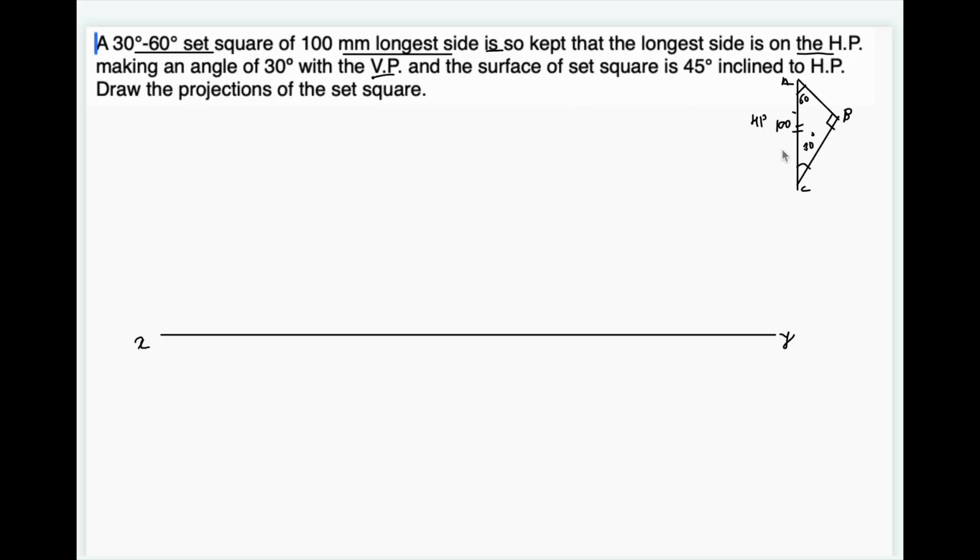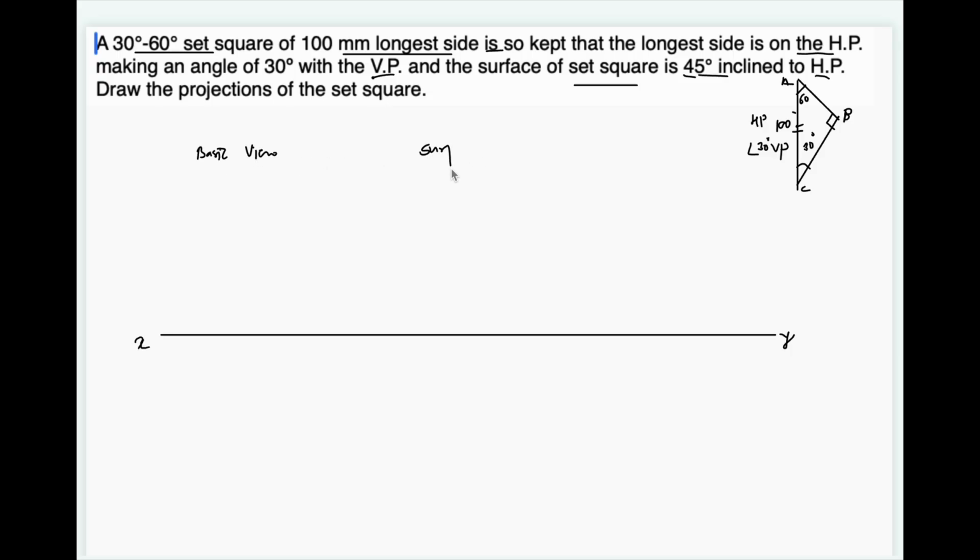So the same side is inclined at 30 degree to VP, and the surface of the set square is 45 degree inclined to HP. So the surface inclination is with HP and it is 45 degree. Draw the projections of the set square. So we are going to draw the basic view. This is going to be a basic view.